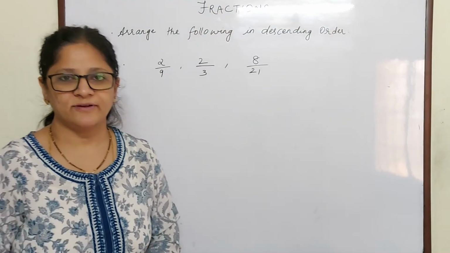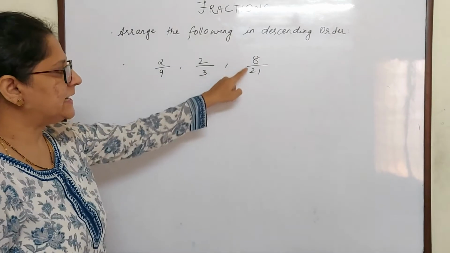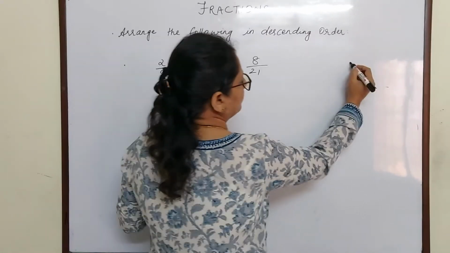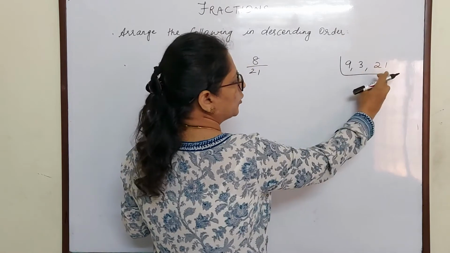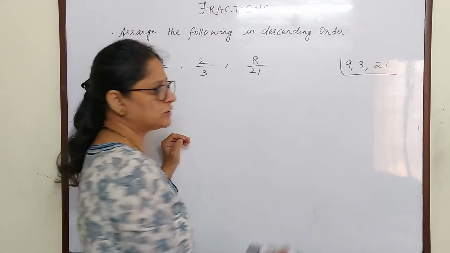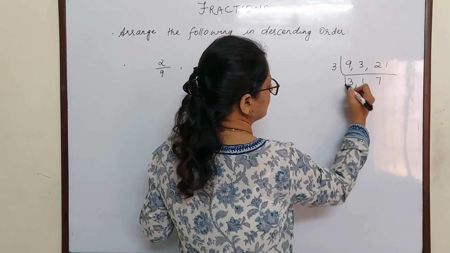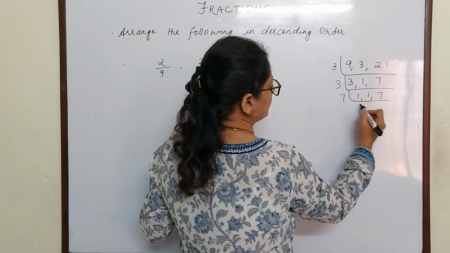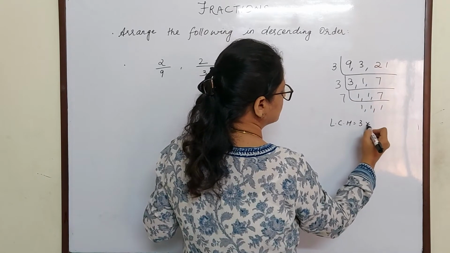So children, our next sum in descending order: 2 by 9, 2 by 3, 8 by 21. So let us make the denominators equal. For that we have to find the LCM of 9, 3 and 21. So here there are no even numbers, so we cannot start with 2. Let us start with 3. 3 3s are 9, 3 1s are 3, 3 7s are 21. 3 1s are 3 and 7 1s are 7. So our LCM is 3 into 3 into 7, which is 63.